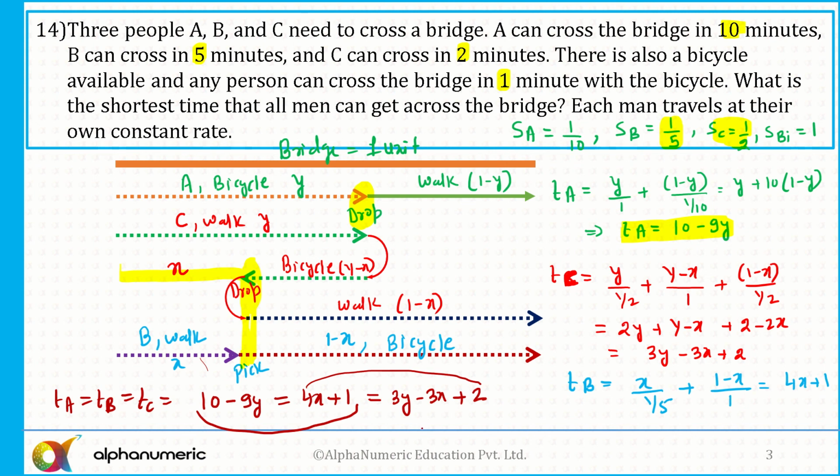So I'm writing down the final answer. If you solve this, you'll get the value of x equal to 12 by 25, and the value of y equal to 59 by 75. Now substitute these values in any equation. So we'll get that the time taken by A equals time taken by B equals time taken by C. If you substitute the values of x and y in any of these three equations, you'll get the same answer, and that final answer comes out to be 2.92 minutes.